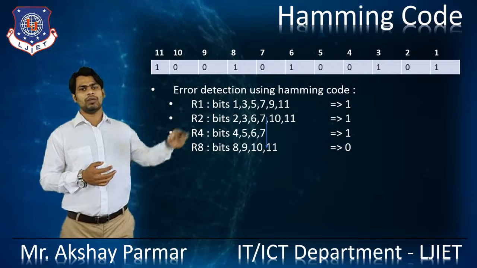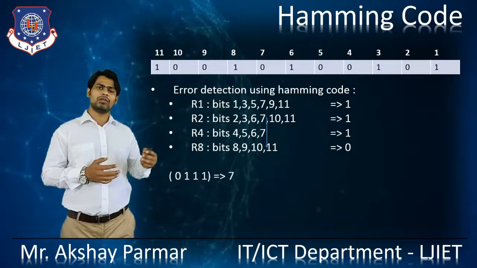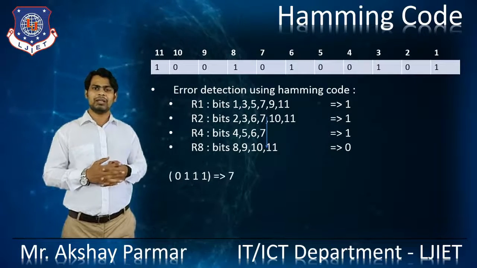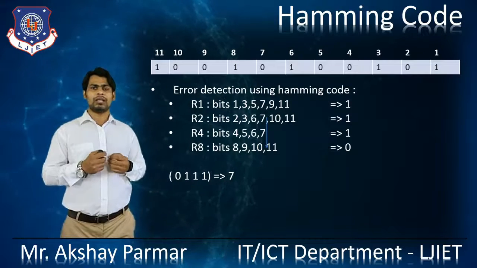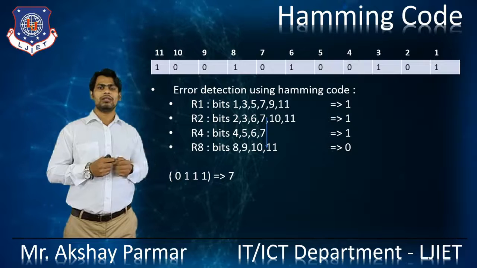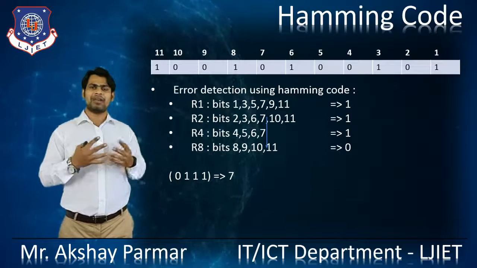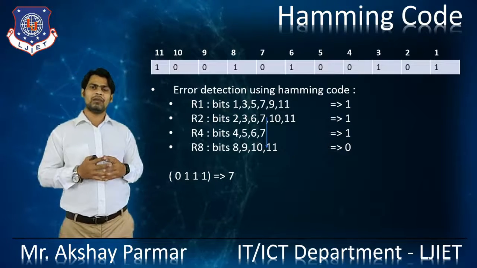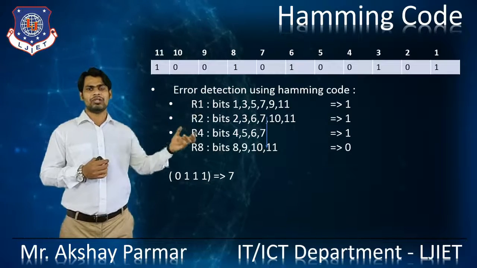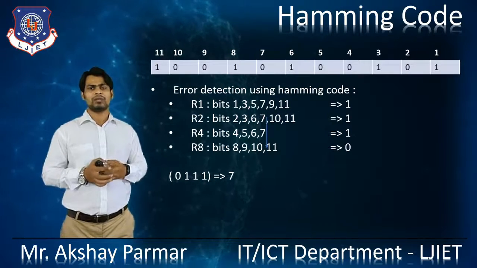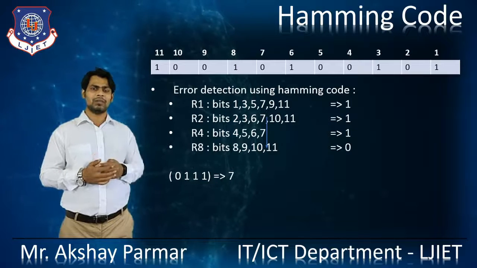0, 1, 1, 1, right? So that is 0, 1, 1. What is its binary number? It is 7, right? So that's how we know that at the 7th position the bit is changed. It is erroneous, right? So that's how we have detected that at the 7th position the error has happened. In that we are receiving 0, right?